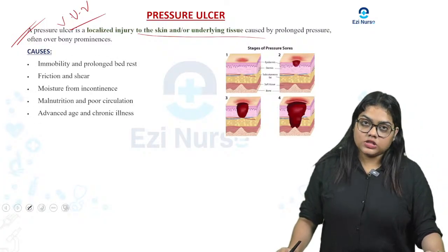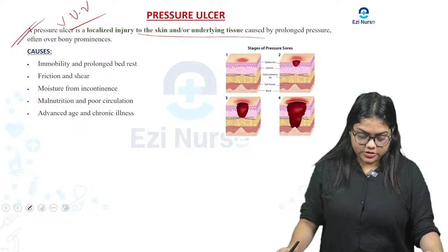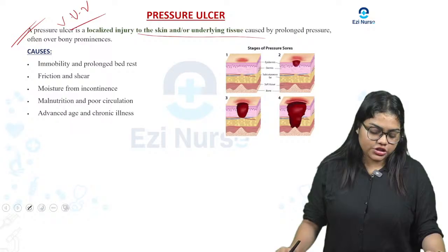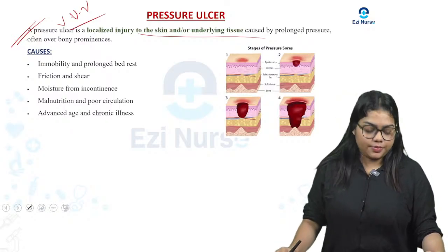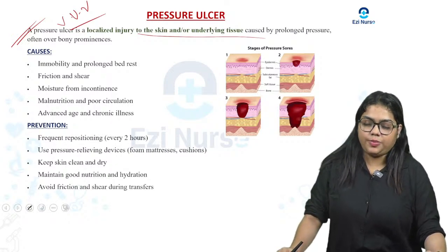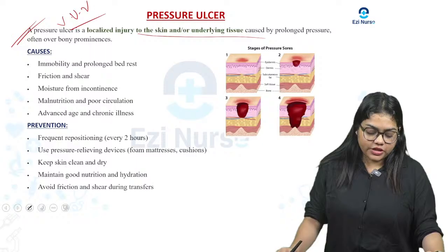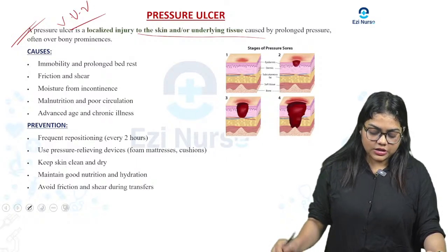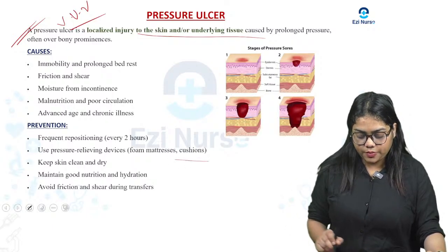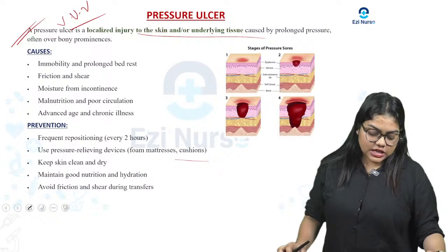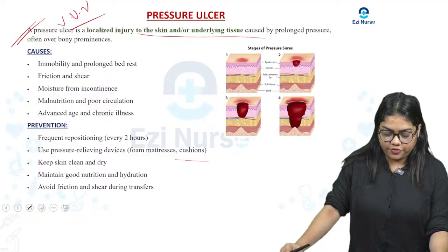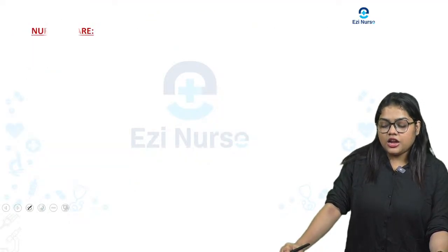So what are the causes? The causes are immobility and prolonged bed rest, friction and shear, moisture from incontinence, malnutrition, or poor circulation of blood in the particular area. Advanced age and chronic illness are also main reasons for pressure ulcer. How can we prevent it? We can prevent it through frequent repositioning every 2 hours, using pressure relieving devices such as foam mattresses and cushions, keeping the skin clean and dry, maintaining good nutrition and hydration of the patient, and avoiding friction and shear during transfer.